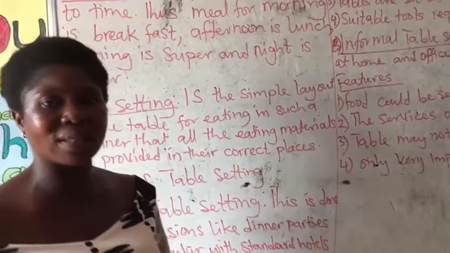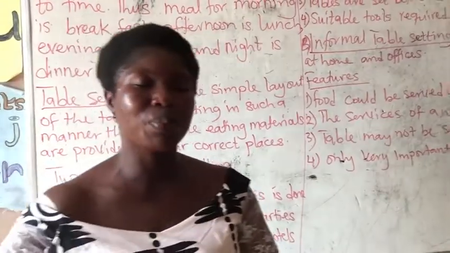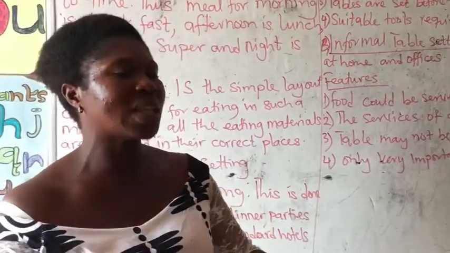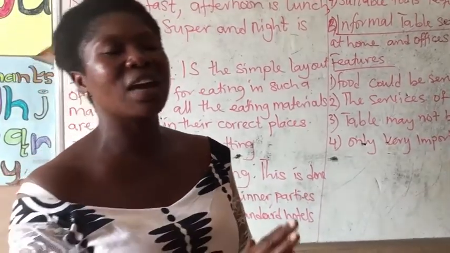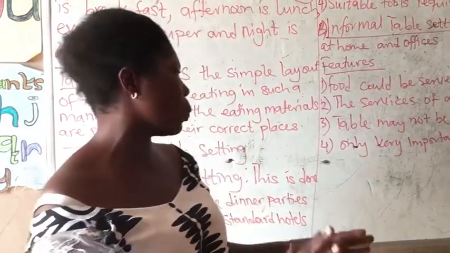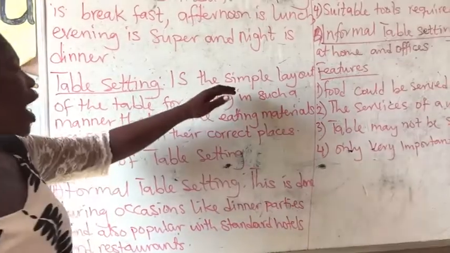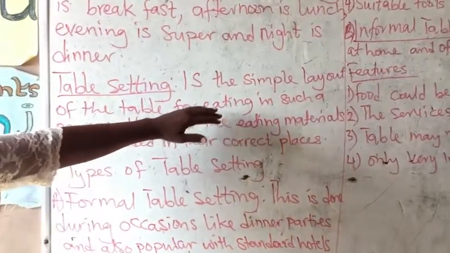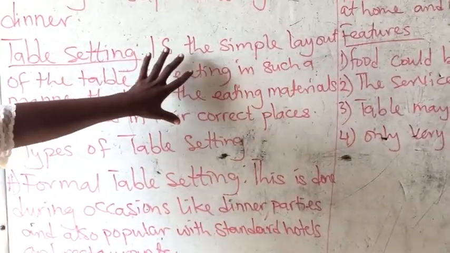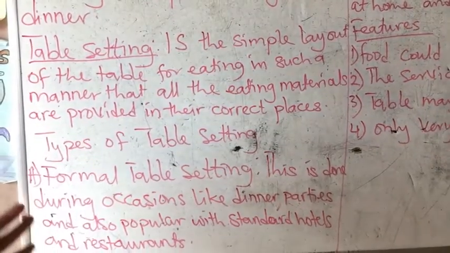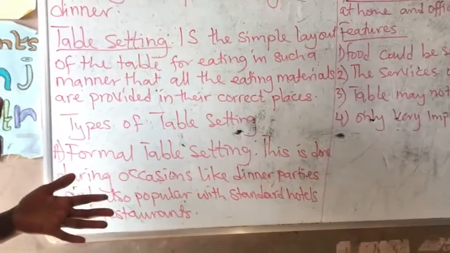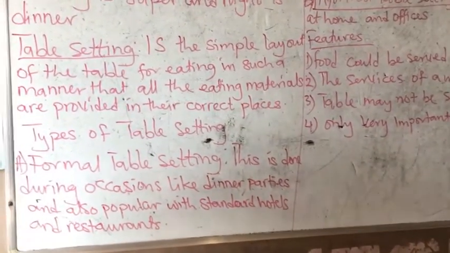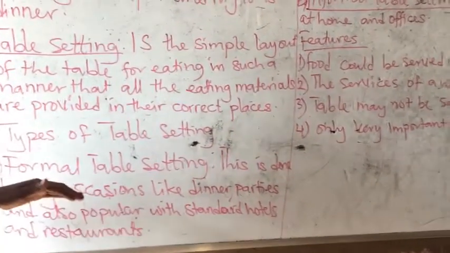When a table is set, there is a place where we put the plate, where we put our cutleries, where the glass is supposed to be, and the flower vase is also supposed to be. So when you are able to lay the table that way, then you have a table setting. It means that all the things are at their correct places or the appropriate places. We talk about the types of table setting.